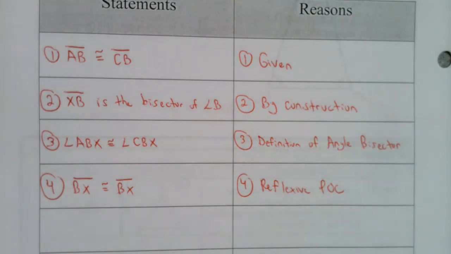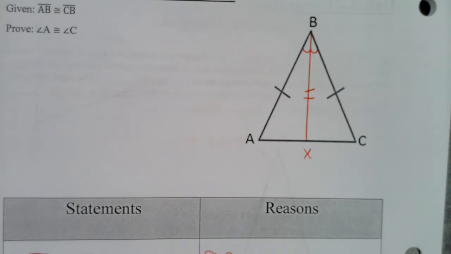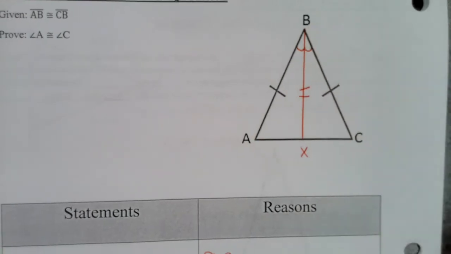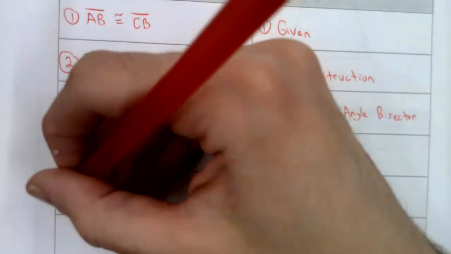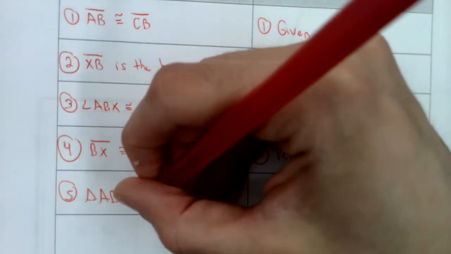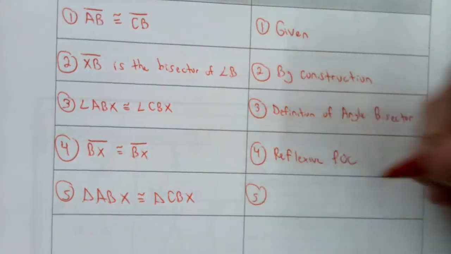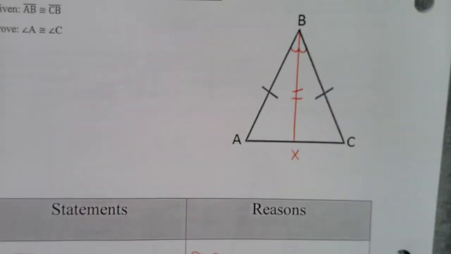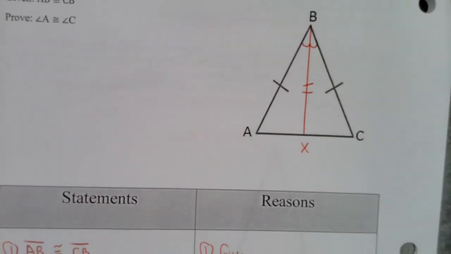All right, so now I can say the two triangles are congruent. I can say triangle ABX, look how I trace it, triangle ABX is congruent to triangle CBX. And that is side angle side. Side angle side, side angle side. So side angle side.